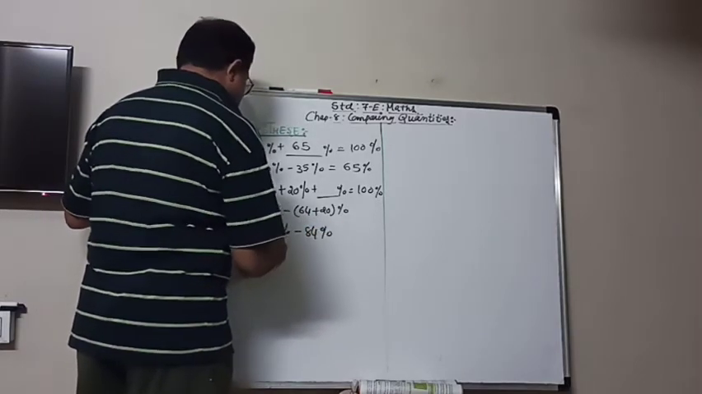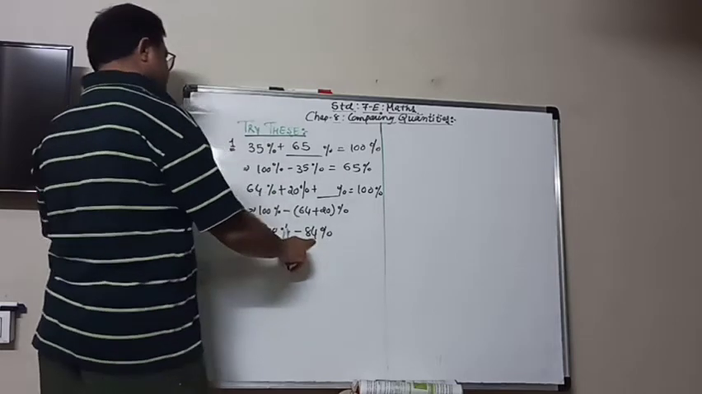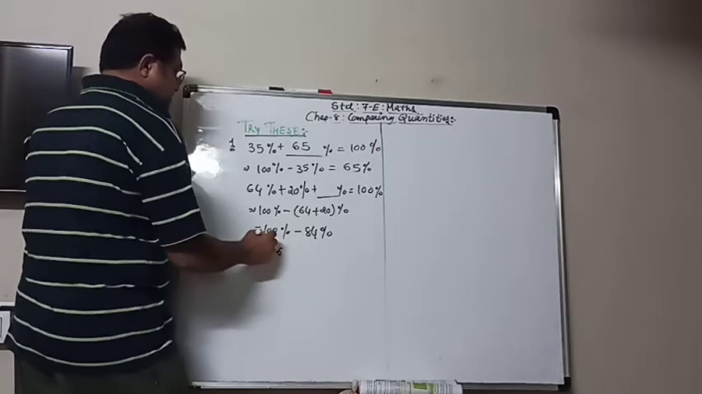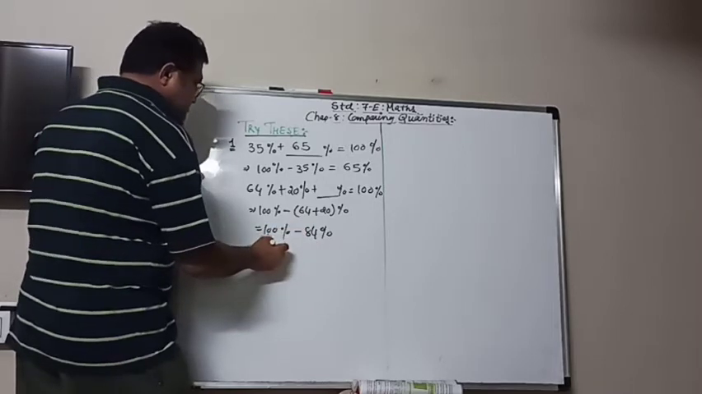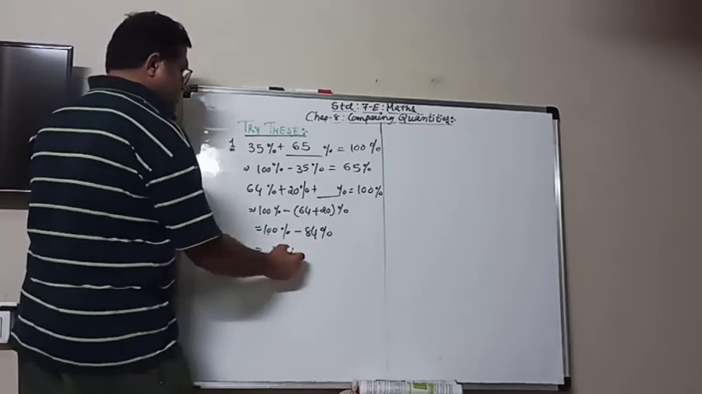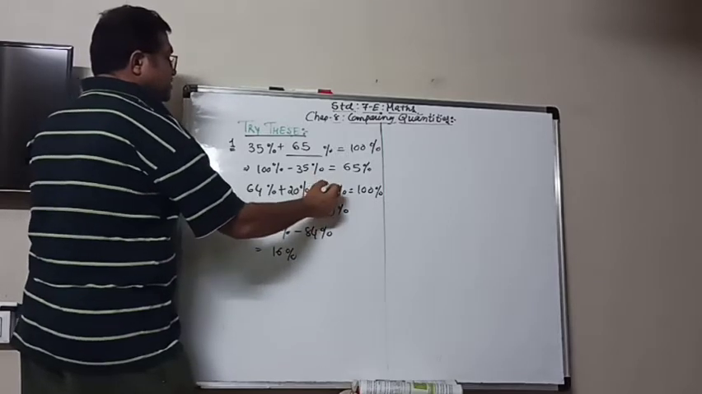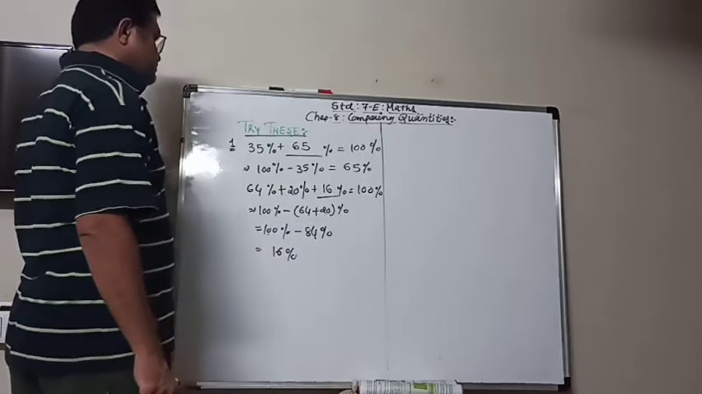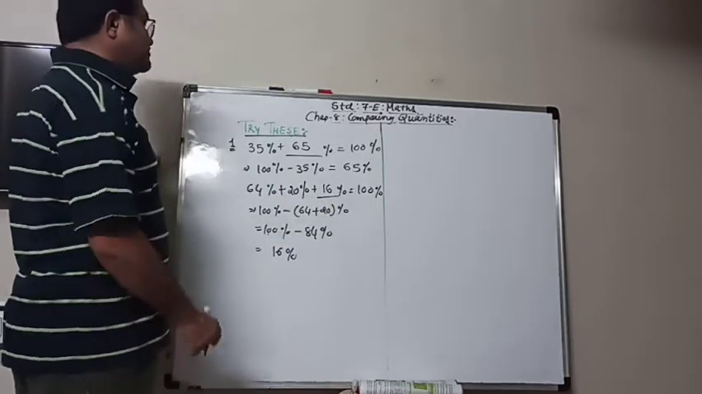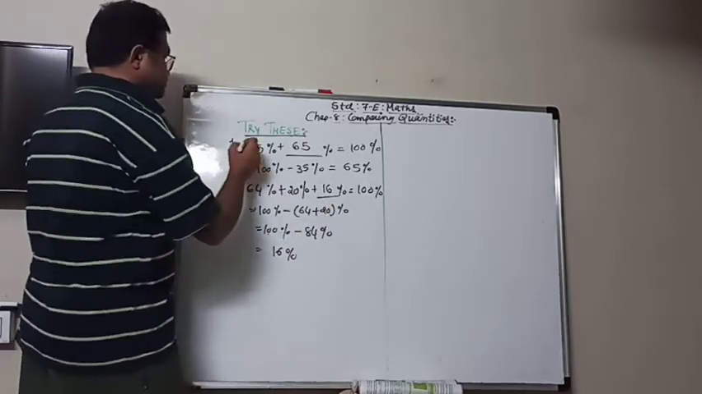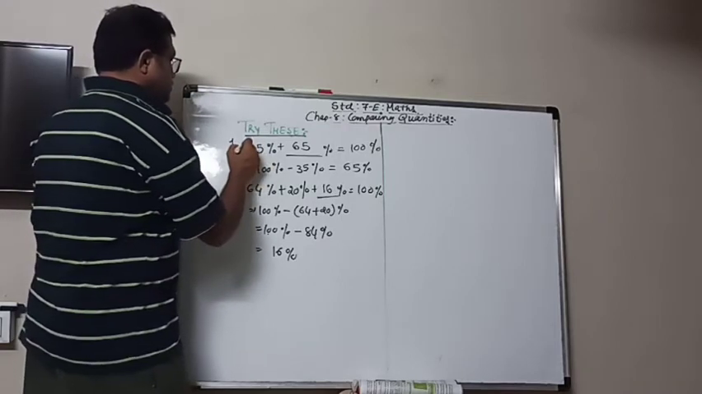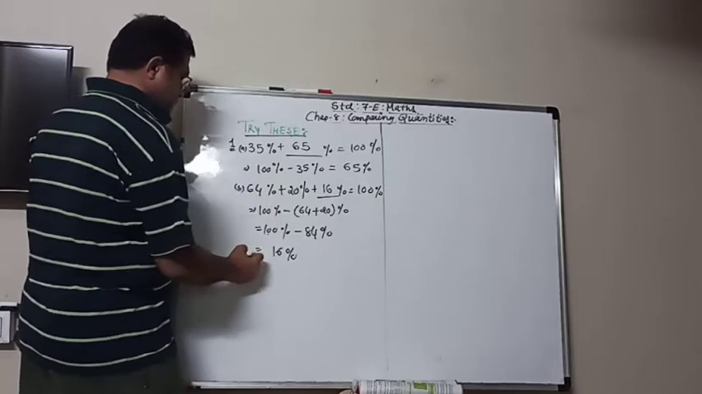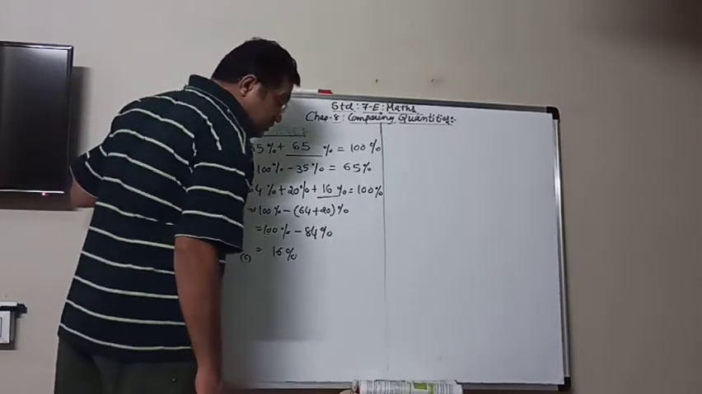So now we have to subtract 84 from 100. So 10 minus 4 is 6, 9 minus 8 is 1. So the answer will be 16%. So when you add those three numbers, you will get the answer 100%. So that was the first one, that was the second one. Now there is the third one.